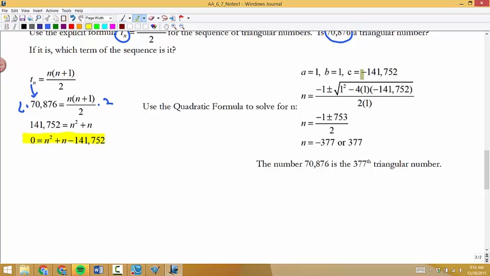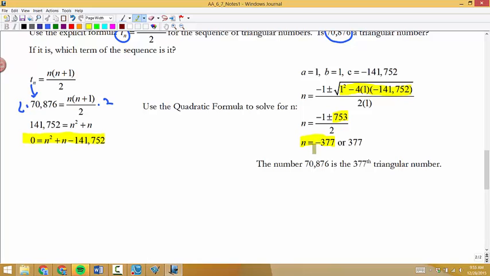So I'm going to now use my quadratic formula, and you'll notice that my a is 1, my b is 1, and my c is this negative 141,752. Now I'm plugging those in. This stuff underneath here is a perfect square, and if I take the square root of it, I get 753. So now I'm just going to say negative 1 plus or minus that. Well, one of those values is negative 377.